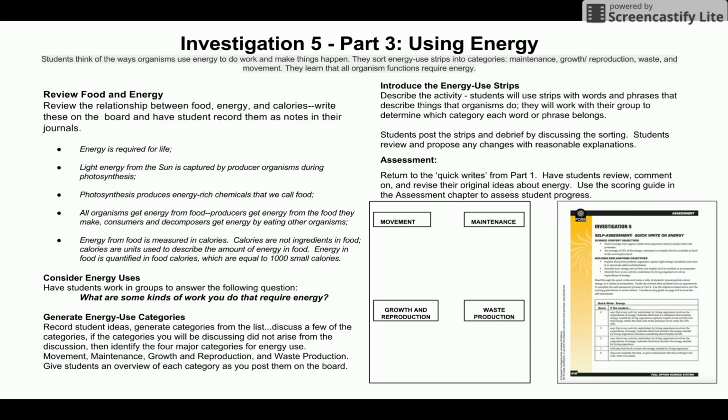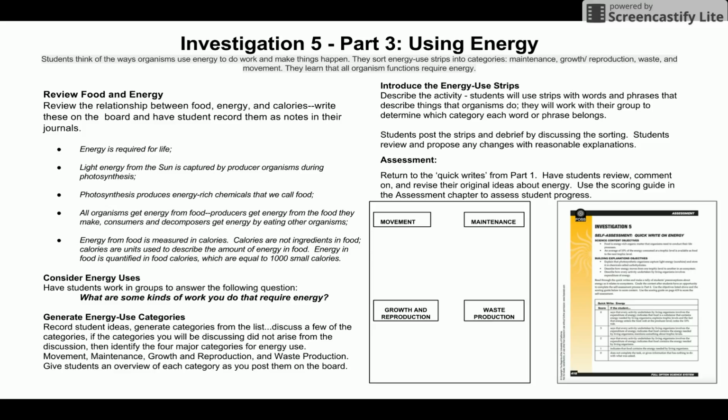Part 3, Using Energy. Review food and energy relationship with students. Have students copy this information into their notebooks as notes. Have students work in groups to answer the following question. What are some kinds of energy work that you do that requires energy? Generate energy use categories.